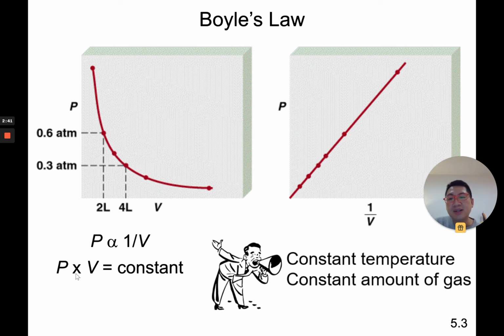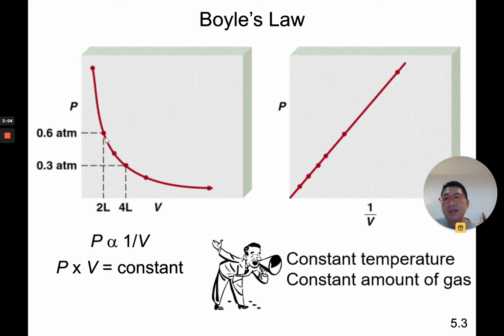Or another way it was written is pressure is equal to a constant times 1 over volume, or pressure times volume is constant. Lots of times proportional means the same as pressure is equal to a constant times 1 over volume. Multiply both sides by V. P times V is constant. The pressure times volume of a gas at constant temperature and the same amount of gas doesn't change.